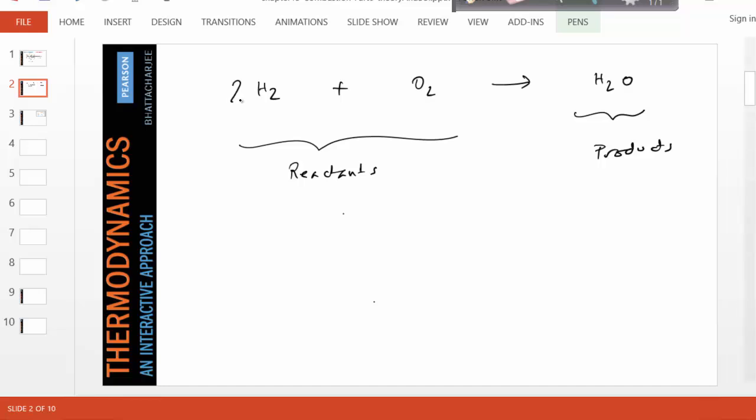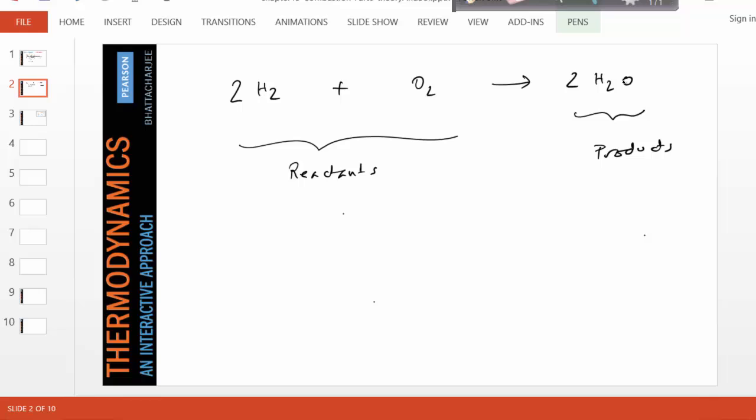And you must have seen a balanced reaction will be written like this. If somebody writes it like this, then there are 4 atoms of hydrogen on the left-hand side, 4 on the right-hand side, 2 atoms of oxygen on the left-hand side, and 2 atoms of oxygen on the right-hand side. Well, this is all you know from chemistry.